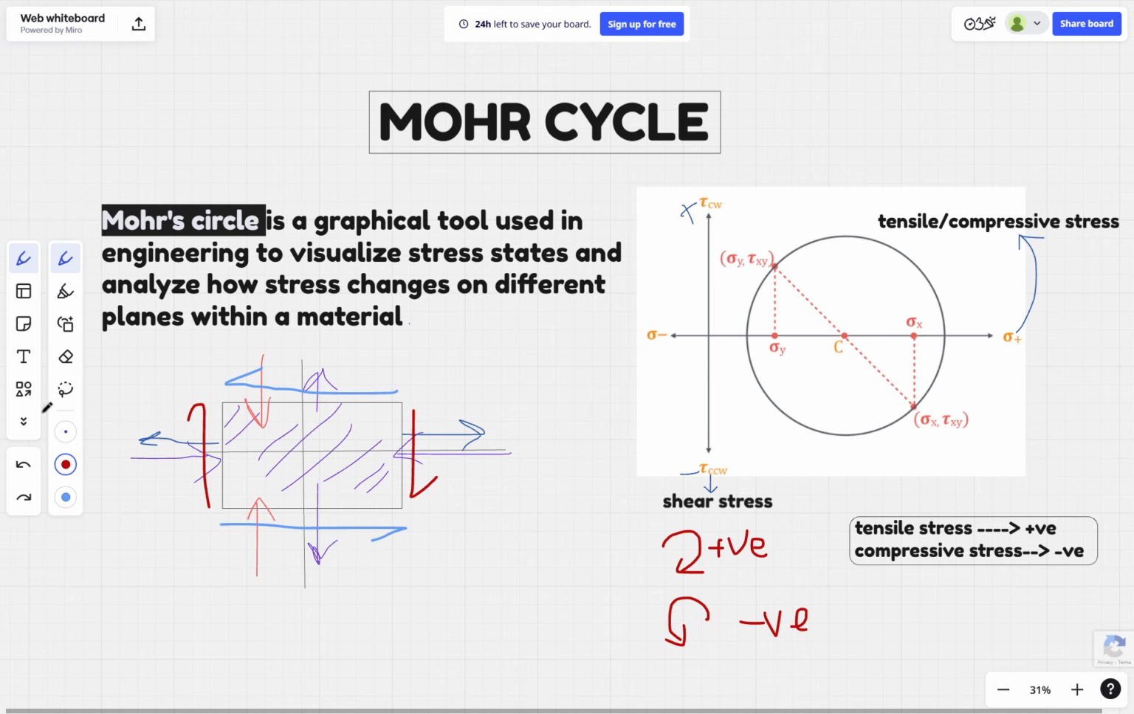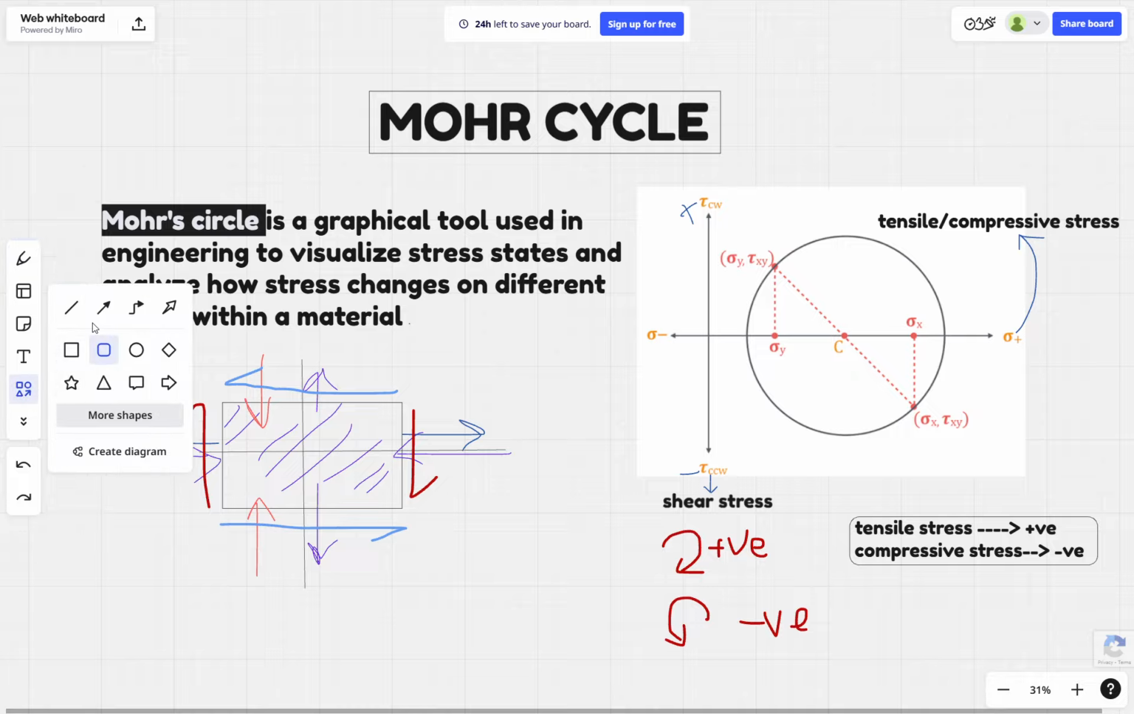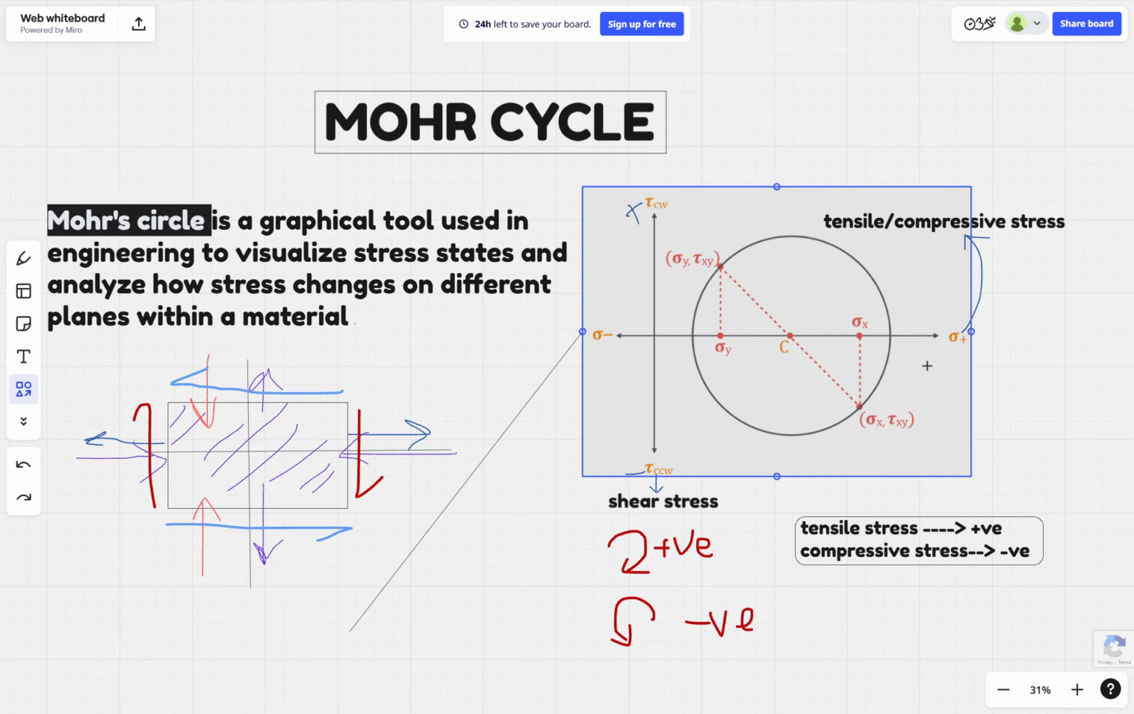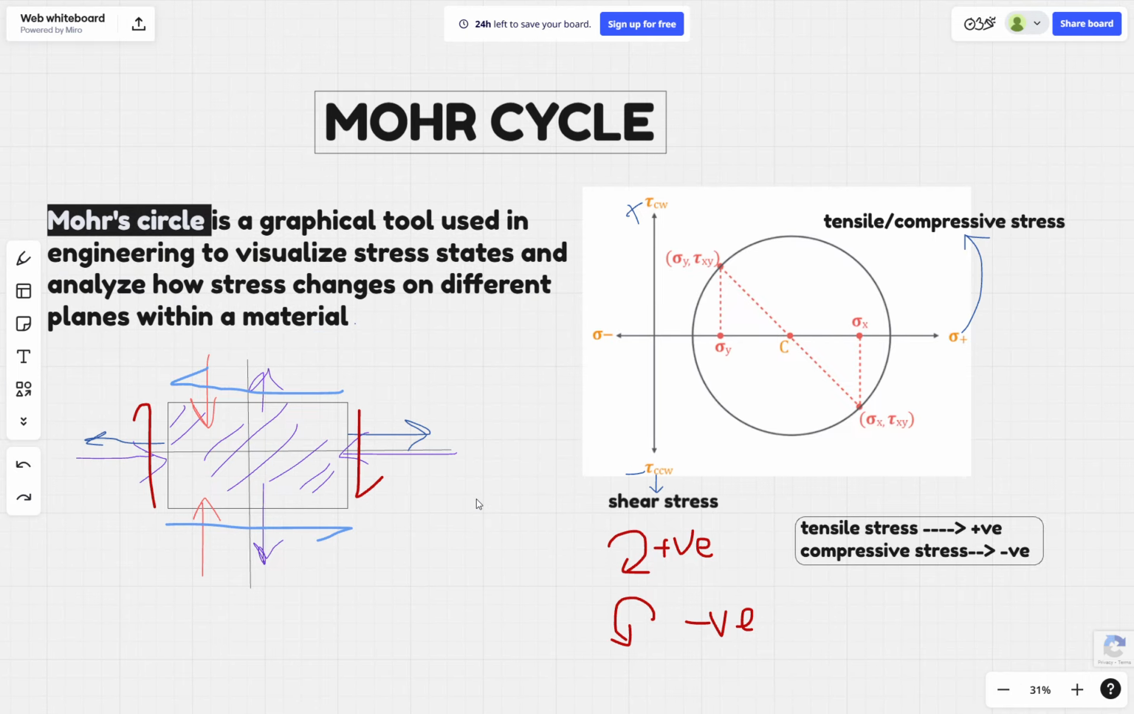Now what we have to see is that there arise some points. Those points are those angles, like these angles. But here is a catch, that these angles are always twice theta, 2 theta. This is a rule of the Mohr circle, and this is said by Mohr, the scientist. So it will be 2 theta, and what will be the value of theta?